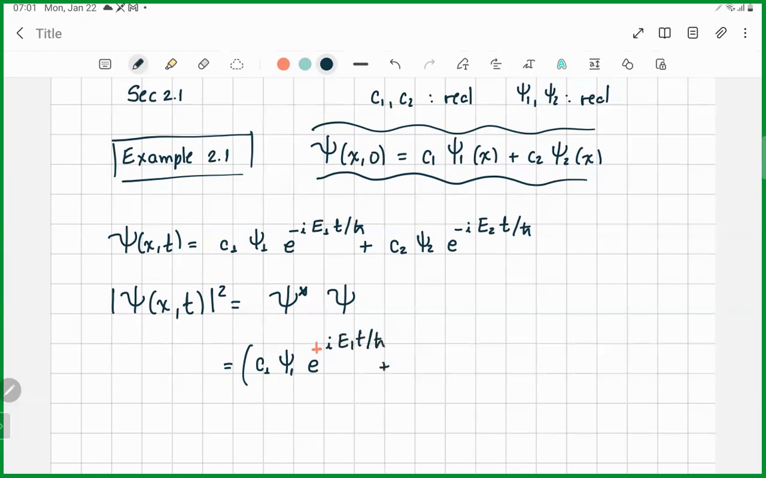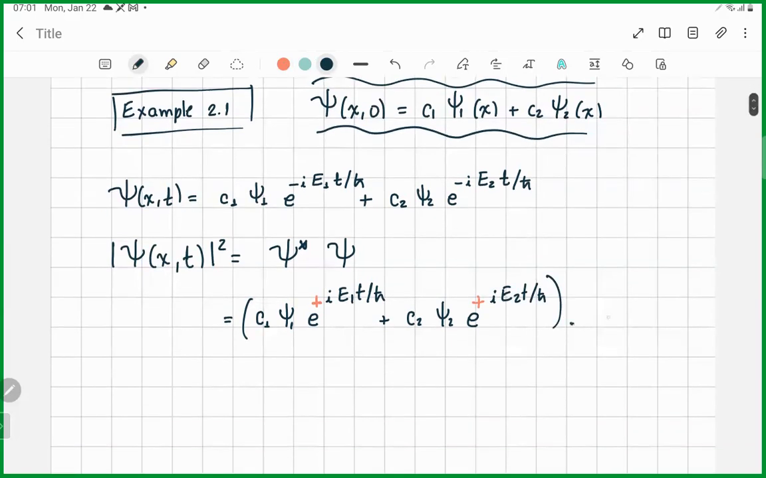The other one, same story: C2, psi2. In principle we should put the star for the conjugate, but we are not, because we are assuming it's real. But when it comes to the exponential, don't forget to change to plus: i E2 t over h bar. All that is multiplied by this term here. I don't have space, but just write it back there.